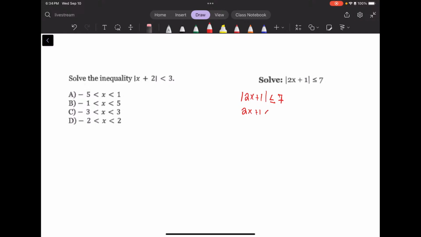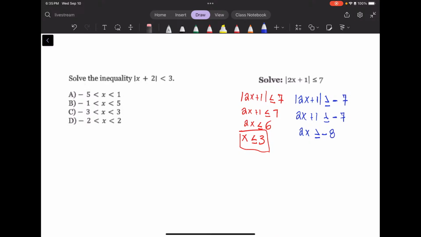So once we drop our brackets, this is what we'll have. We'll subtract 1. So we have 2x is now less than or equal to 6. And we know x is less than or equal to positive 3. Now, when we do the second inequality, we have the absolute value of 2x plus 1, but now it's going to be greater than or equal to negative 7. So we drop the brackets, 2x plus 1 is greater than or equal to negative 7. So we'll have 2x is greater than or equal to negative 8. And then we're going to get x is greater than or equal to negative 4.